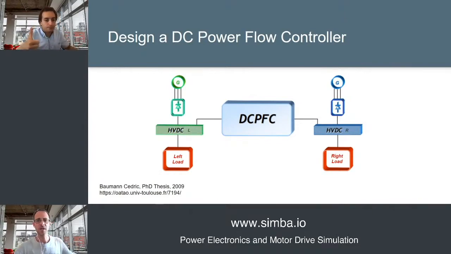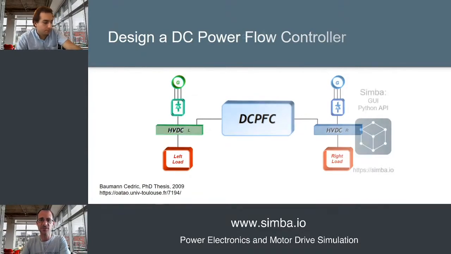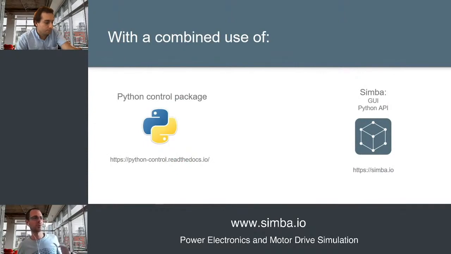So today I would like to show you a short example which deals with the design of a DC power flow controller. This controller makes it possible to manage the power flow between two DC bus voltages, such as in embedded electrical networks for aircraft, as shown in Bowman's PhD thesis. The design of this controller is a perfect example, according to me, of what can be done with Python, and more precisely the Python control toolbox and SIMBA, using both its graphical user interface and its Python API.